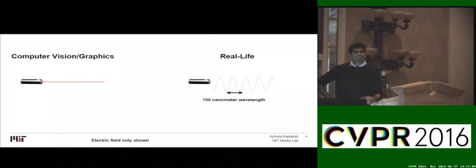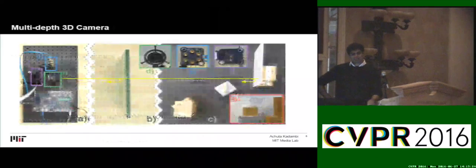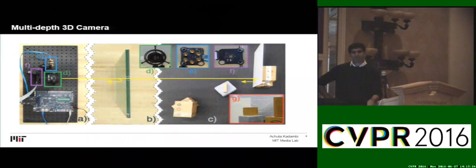But to exploit the wave characteristics of light is difficult, because the wavelength is on the order of hundreds of nanometers, but the macroscopic scenes we deal with in computer vision are on the order of meter size. So what we did is we created a macroscopic time-of-flight camera that incorporates wave theory to accurately improve the task of 3D sensing. So let's take an example.